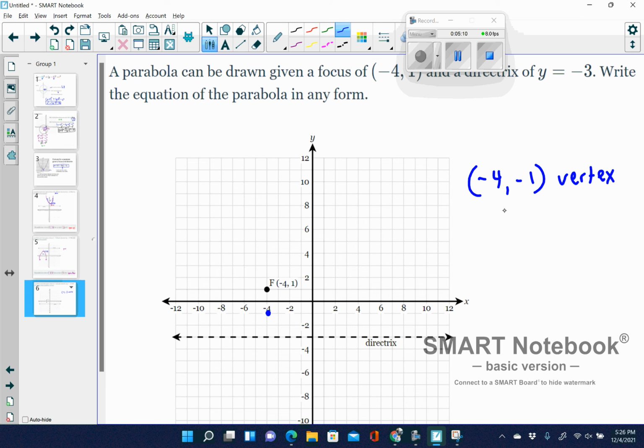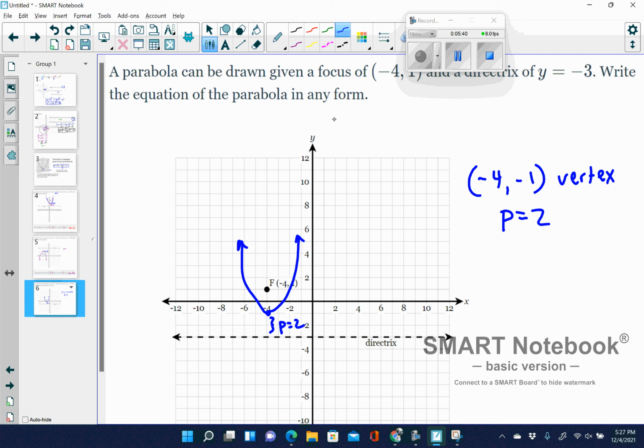Next thing I want to do is locate my p. Since my parabola is going to be opening up, it's going to be a positive number. So in this case right here, if I count, this is halfway the distance from this point to the directrix, which is a line. So it's 1, 2, 3, 4. Halfway is 2 right there. So my p is equal to 2. That's that distance. p equals 2.